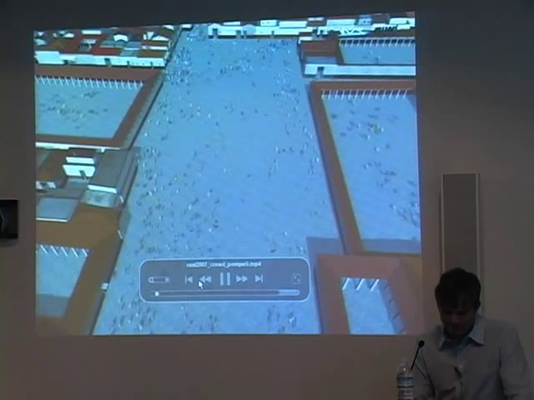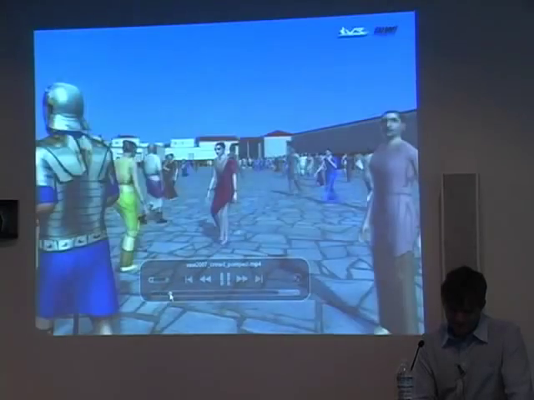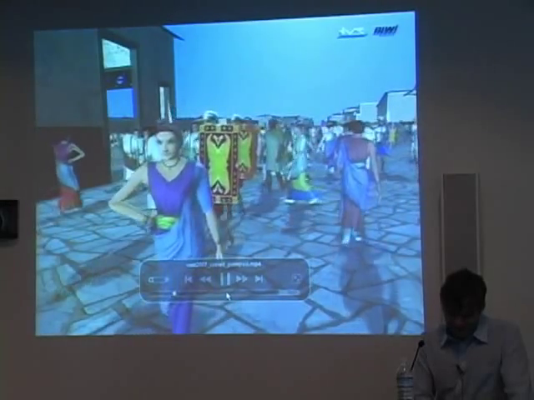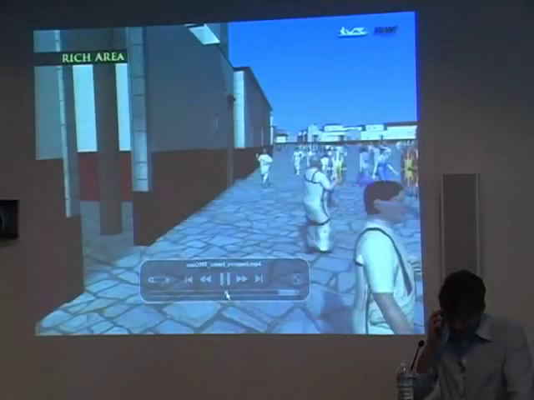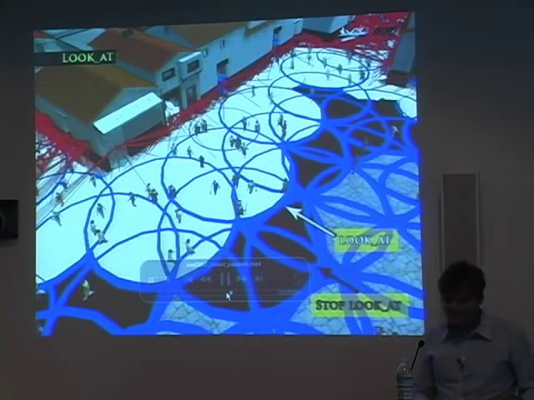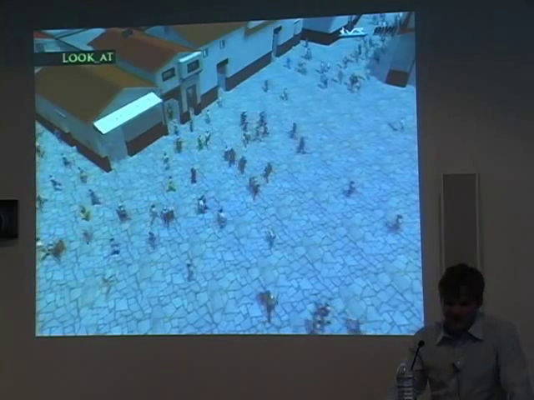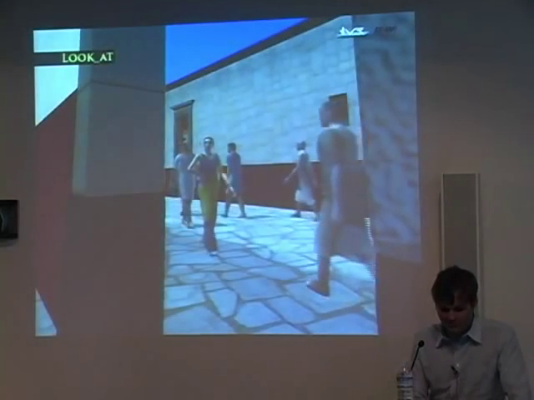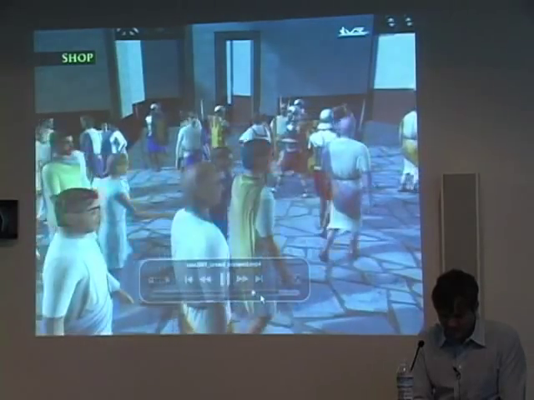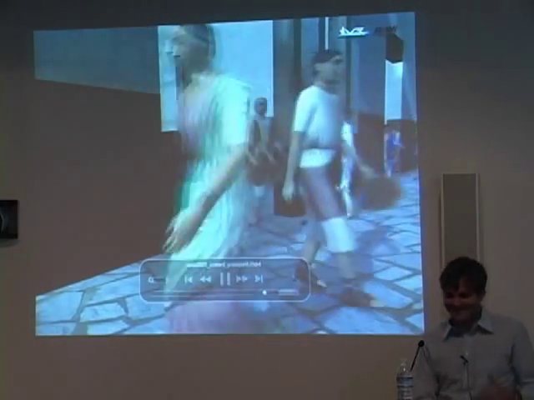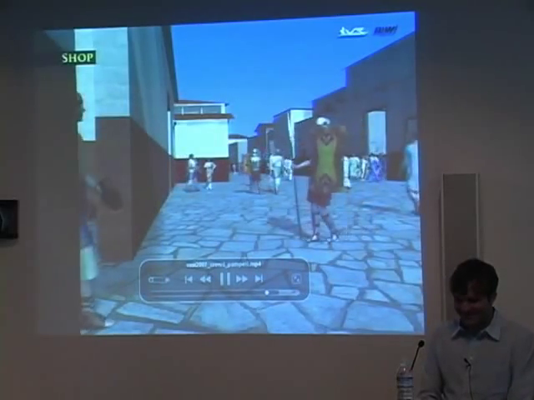Again, everything in real time. For example, what they did is, we have different areas, rich and poor areas, and then different targets, and people are behaving, so behaviors. For example, people go into a bakery and buy a bread and come out with a bread. They all go in without bread and come out with a bread. So this is work in progress.